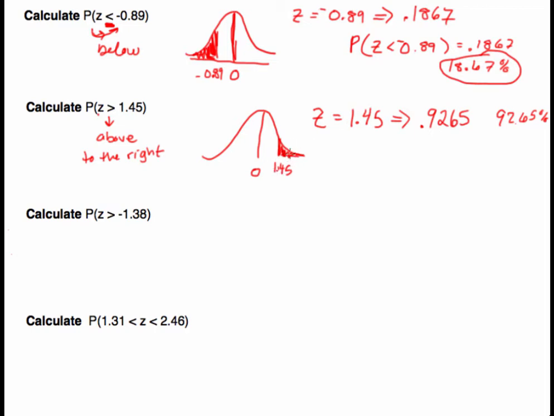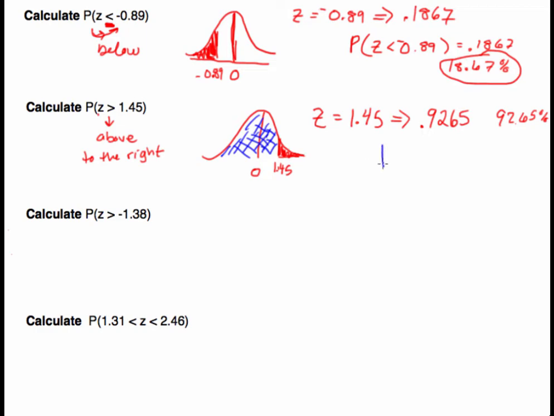This is not 92%. The reason this is incorrect is because remember the z-score chart is giving us the area to the left. So when I look up 1.45 on my z-score chart, what I'm getting is actually the area here to the left. That's okay though. Although it's not the answer, it allows us to get the answer with one more step. Remember, the area underneath the entire curve is 1.